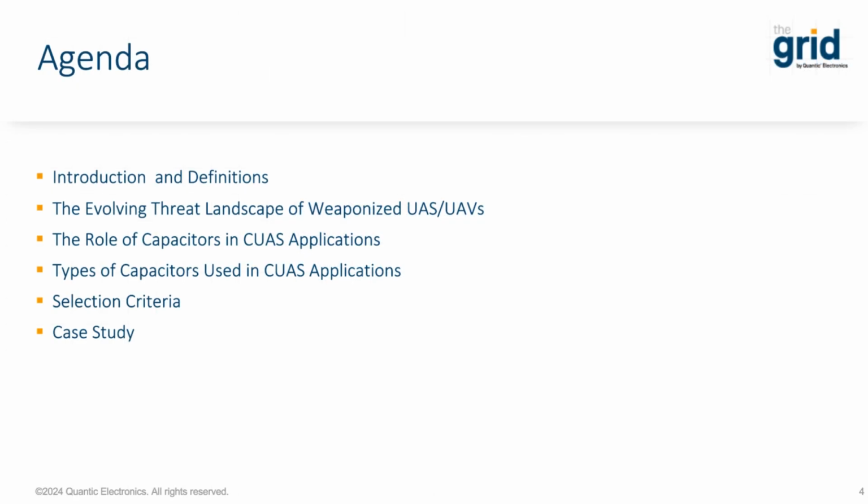So during today's webinar, we'll start by going through a brief history of drones and how they've changed combat on the battlefield. We'll then discuss typical ways in which militaries counter the threat of drones and the critical role capacitors play in these C-UAS applications. We'll then review the different types of capacitors typically used in these applications and key selection criteria that engineers should consider when choosing a capacitor. Lastly, we'll conclude with a real-life case study.